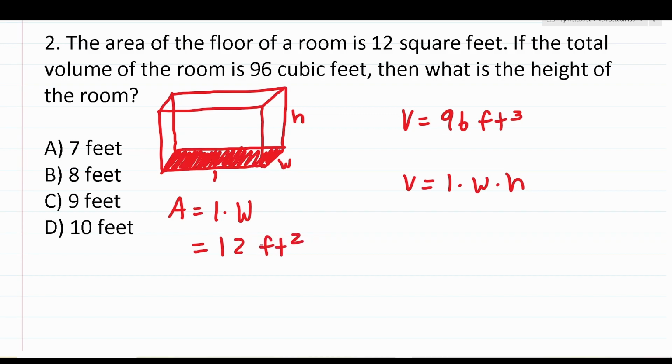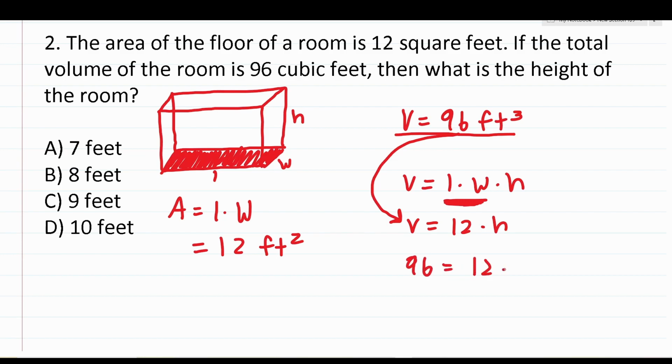square feet. Well, let's take a look at this volume formula. What is this right here? This is the area of the base of our rectangular prism. So in place of length times width here, we can simply plug in 12. So this becomes volume equals 12 times h. And what's more, we also know that the overall volume of our rectangular prism is 96. So in place of v, we can substitute in 96. So this becomes 96 equals 12 times h.